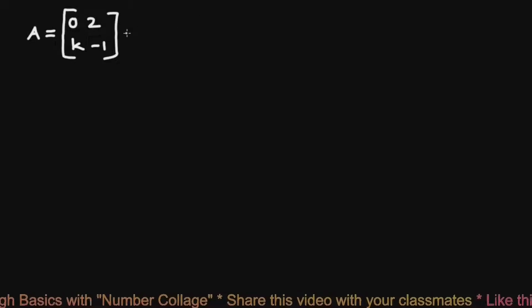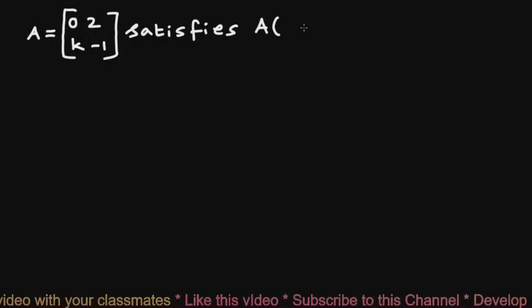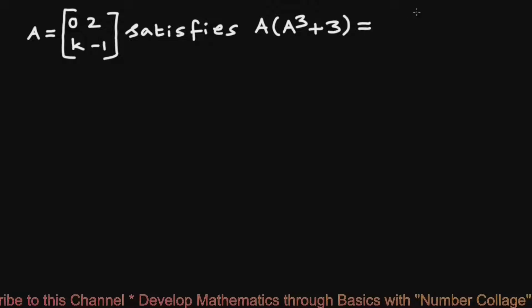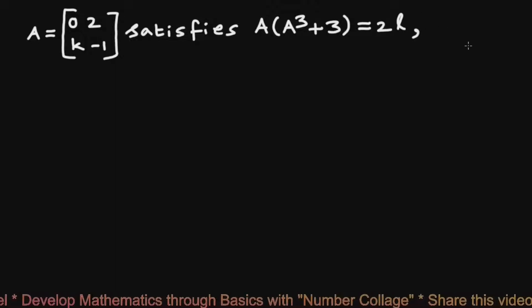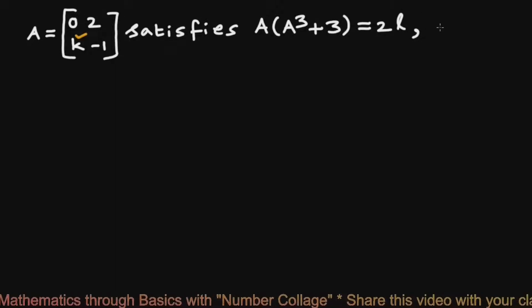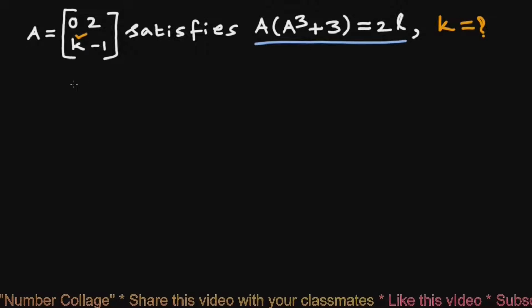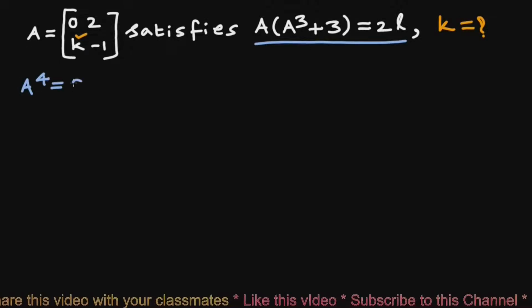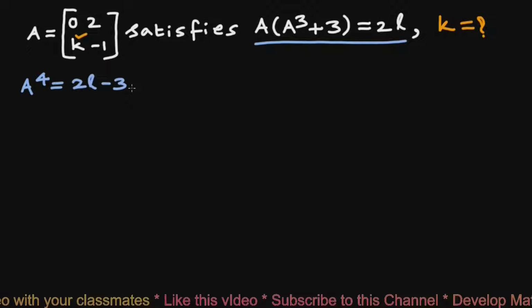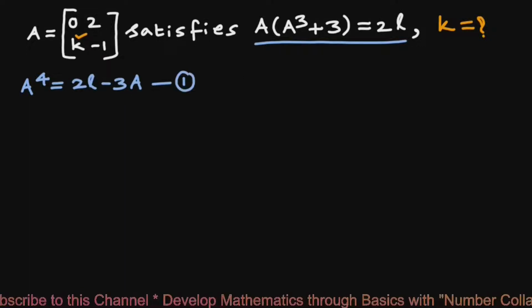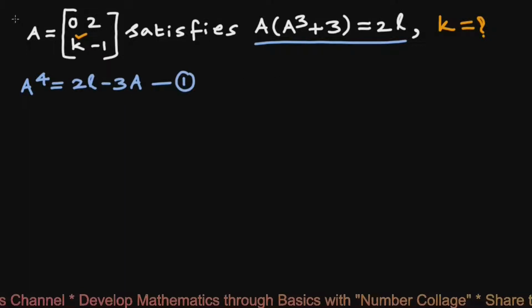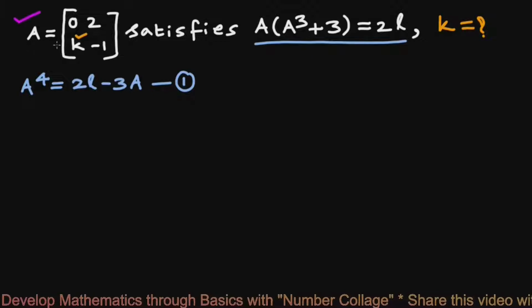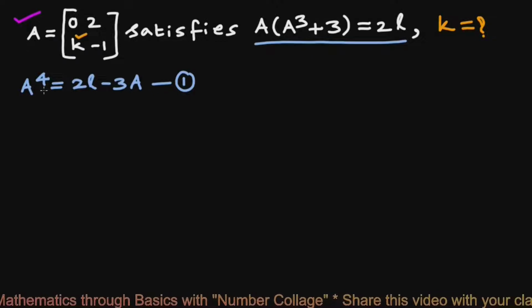If matrix A = [0, 2; k, -1] satisfies the equation A(A cube plus 3I) equals 2I, then we have to find the value of k. This equation gives us A raised to 4 equals 2I minus 3A. We name it equation 1. Next, we will find A raised to 4 from this matrix. For that, we will make use of the Cayley-Hamilton theorem.